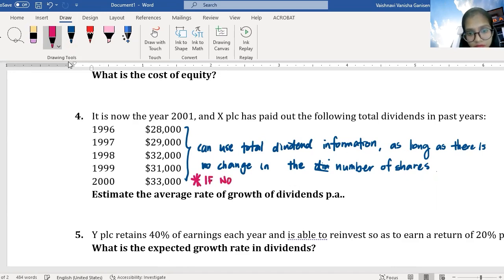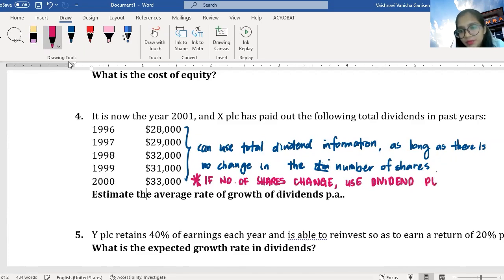If number of shares change, use dividend per share.